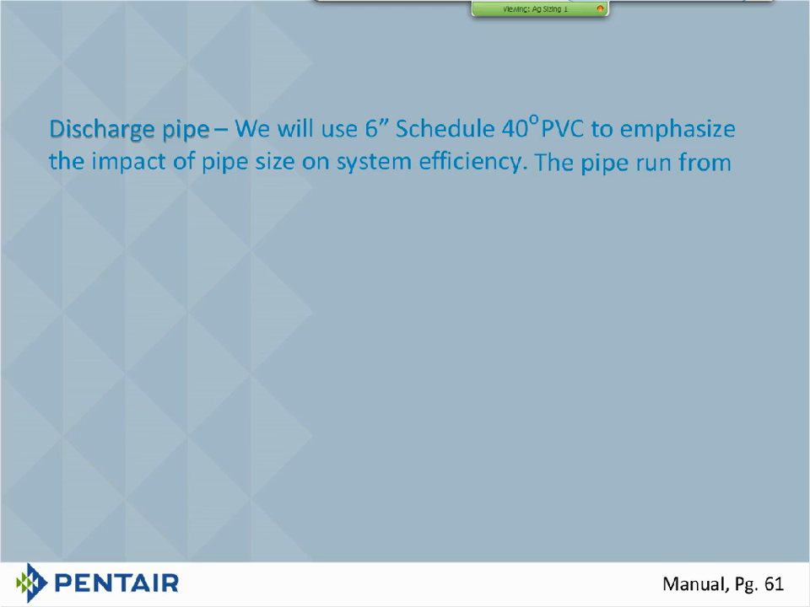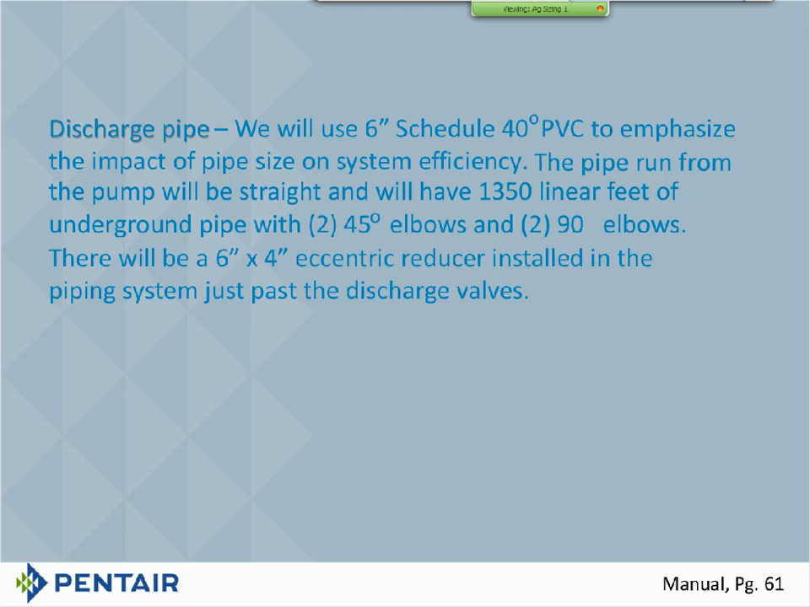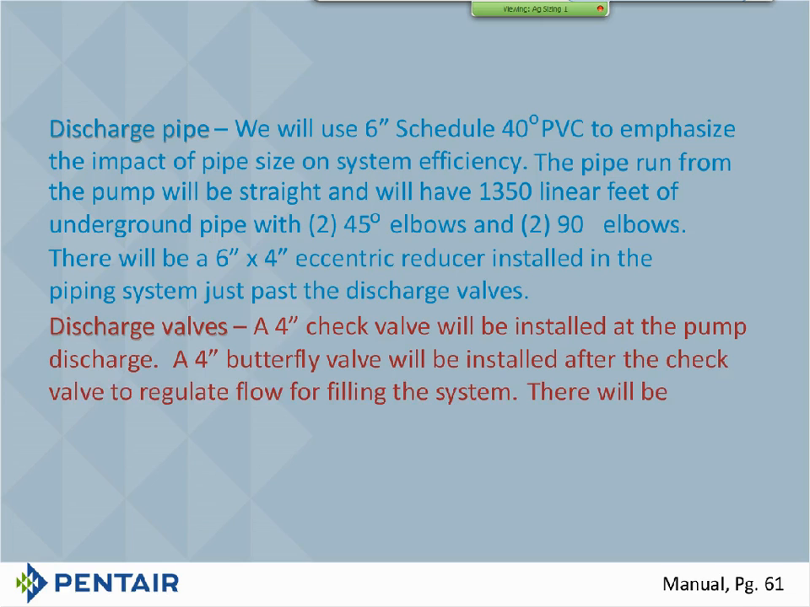The pipe run from the pump will be straight and will have 1,350 linear feet of underground pipe with 45s and 90s. There will be a 6x4 eccentric reducer installed on the piping system just past the discharge valves. The discharge valves: there's a 4-inch check valve installed on the pump and a 4-inch butterfly valve installed after the check valve to regulate the flow when filling the system.